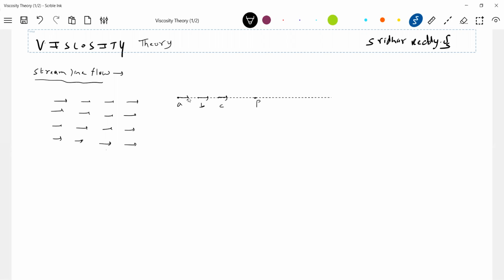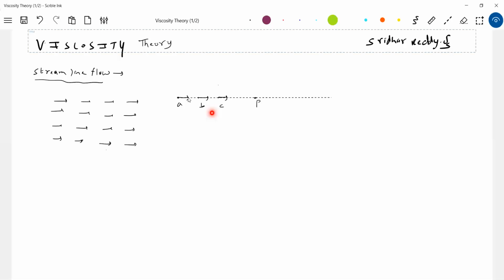But if different molecules of the liquid pass a given point with the same velocity, then it's said to be streamline flow. They may have a different speed elsewhere, but when they arrive here, they must have the same speed. Suppose this is 10 meter per second. If different molecules arrive at a point P with the same velocity, they may have different velocities here, but when they arrive at point P, they must have the same velocity. This was the meaning of streamline flow.